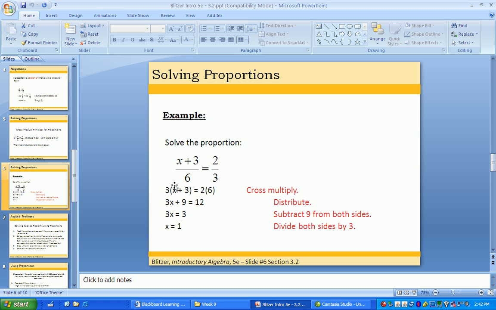They used cross multiplication. Then they distributed the 3, and then they moved the 9 over. Then they got x by itself by dividing by 3, and x is equal to 1. And of course, we know how to check our answer by plugging 1 in here and seeing if this is true.